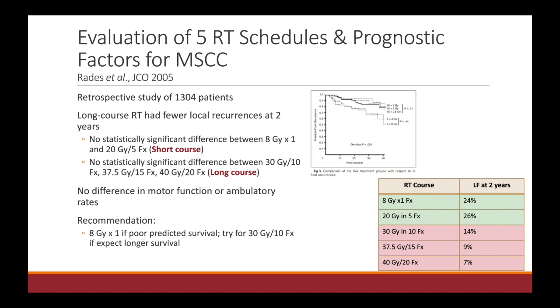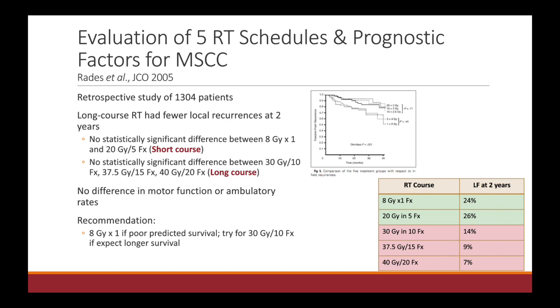So when they looked at the outcomes, they found that the patients who received long course radiation had better local control at 2 years. So long course radiation provided more longevity of control, which makes sense. However, in terms of symptom management, there was no difference between short and long course in terms of motor function or ambulatory rates. So the takeaway here from this retrospective study is that long course provides more durable control, but short course still provides equivalent symptom control.